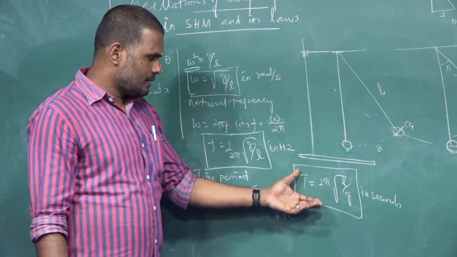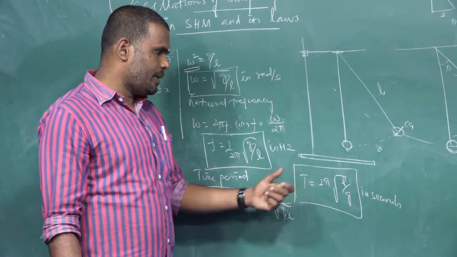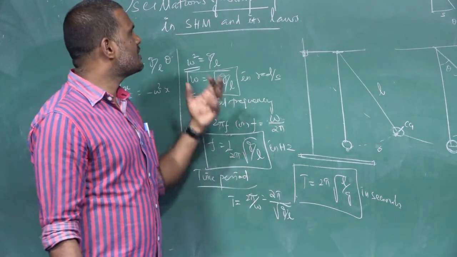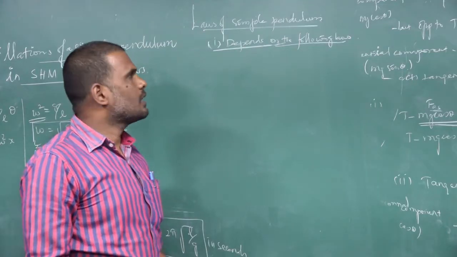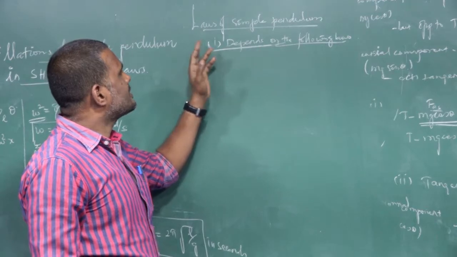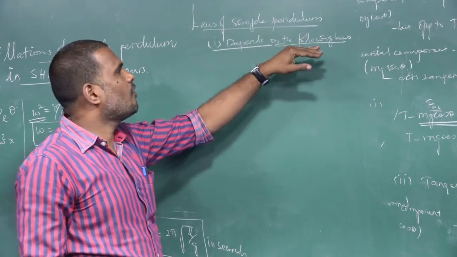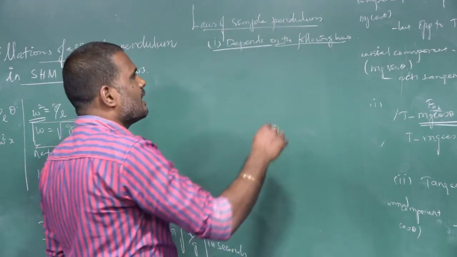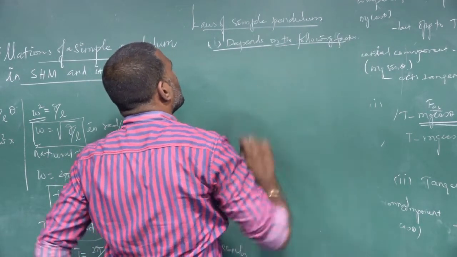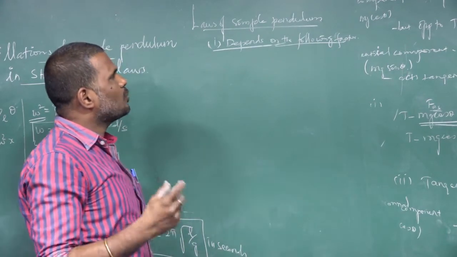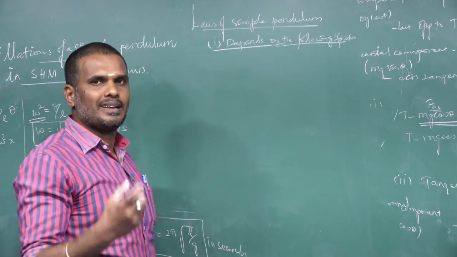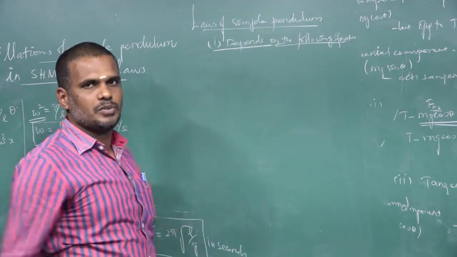Based on this equation for the period of oscillation of a simple pendulum, we shall now discuss the laws of simple pendulum. These laws describe its dependence on the following factors. Instead of saying laws, I can write following factors. So, what are the factors on which this time period of oscillation depends? That is taken as the laws of simple pendulum.